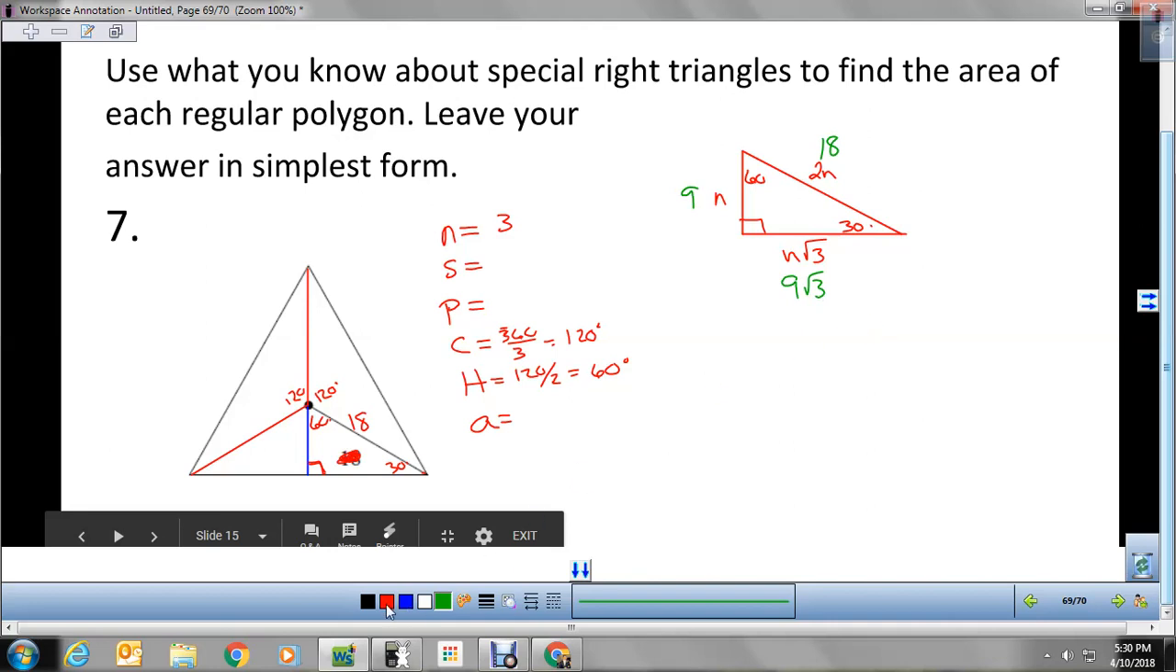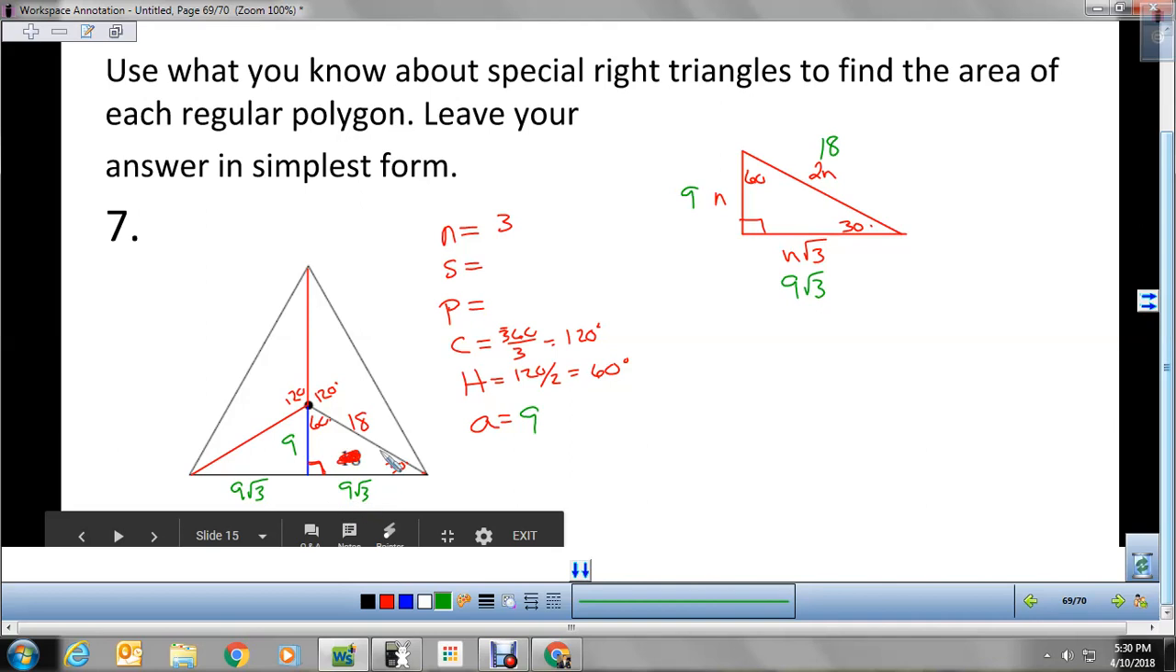So if we go back over here to fill out our information, this is going to be our apothem, which is the same as this right here. So this is going to be a measure of 9. So the apothem is 9. Now, this side right here we said was 9 radical 3. Now remember, the apothem cuts this triangle into 2 congruent parts. So this is also 9 radical 3.